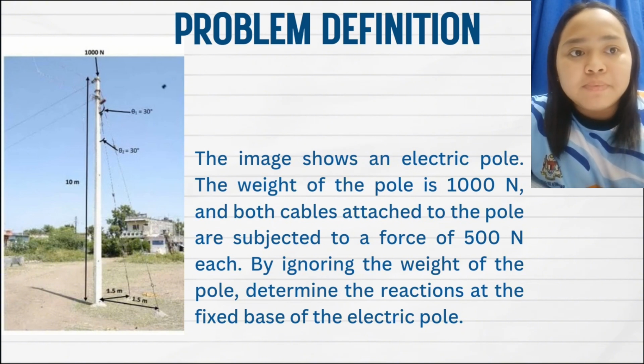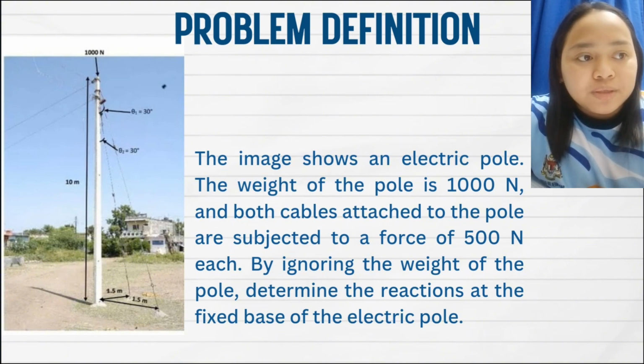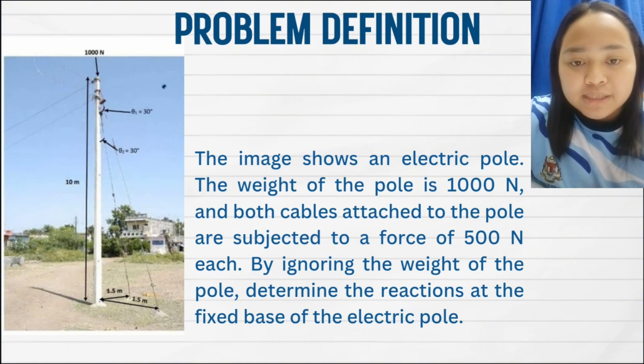For the problem definition, we derive the question from real-world engineering scenarios. Electric poles are typically supported by cables to ensure stability and prevent collapse, especially during strong winds. In this case, the question is to determine the reactions at the fixed base of an electric pole, where both cables are subjected to a force of 500 Newton each. The angle of each cable is 30 degrees, and the weight of the electric pole, which is 1000 Newton, is neglected for simplicity.